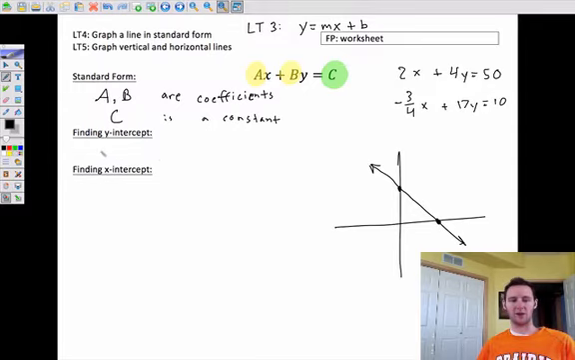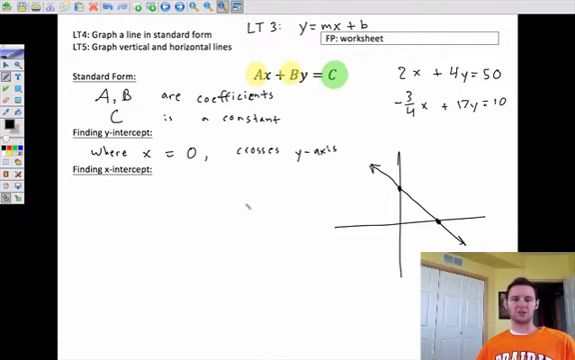If you remember talking about the y-intercept, in the mx plus b, it was 0 comma b. Well, we don't really have a b here, but the x-coordinate is still 0. So it's where the x-coordinate is 0. We've talked about this a lot, but the y-intercept is just where the line crosses the y-axis.